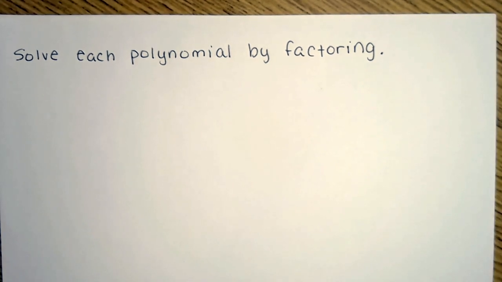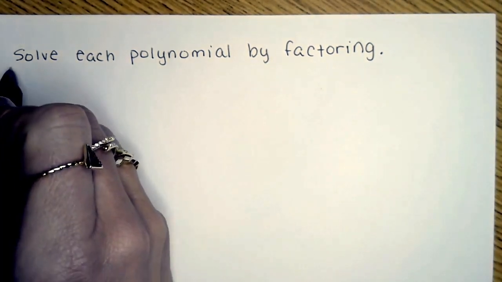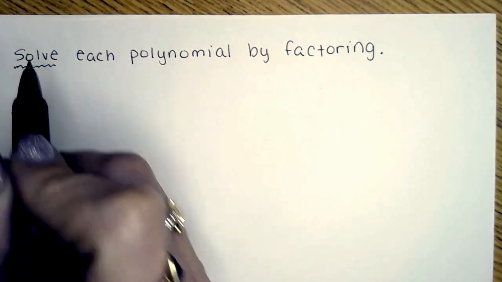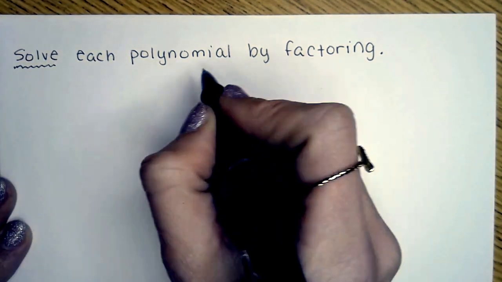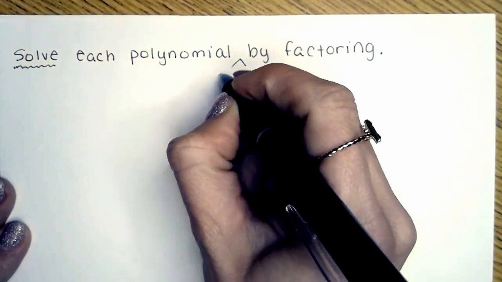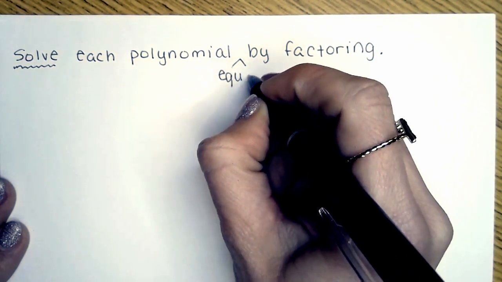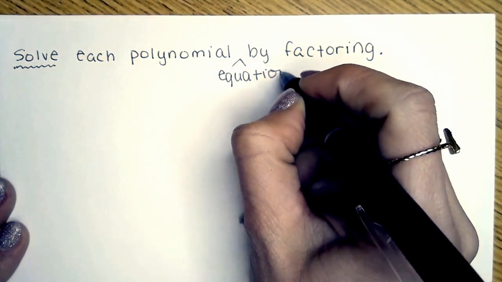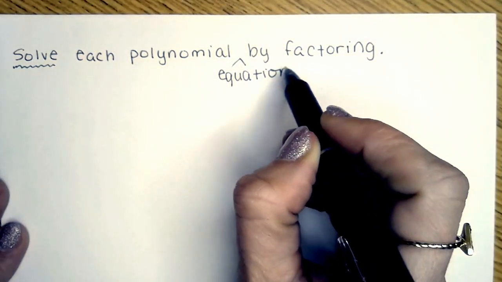Okay, so we're going to solve each polynomial by factoring. The fact that our directions have the word solve, this is important, means that you're solving each equation. So sometimes the word equation is there for you. Sometimes, well, I don't have to put a period.